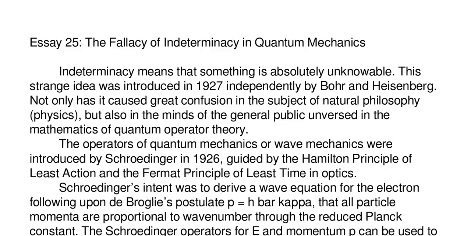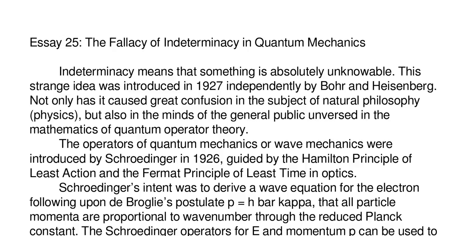Essay 25, The Fallacy of Indeterminacy in Quantum Mechanics. Indeterminacy means that something is absolutely unknowable. This strange idea was introduced in 1927 independently by Bohr and Heisenberg. Not only has it caused great confusion in the subject of natural philosophy, physics, but also in the minds of the general public unversed in the mathematics of quantum operator theory.